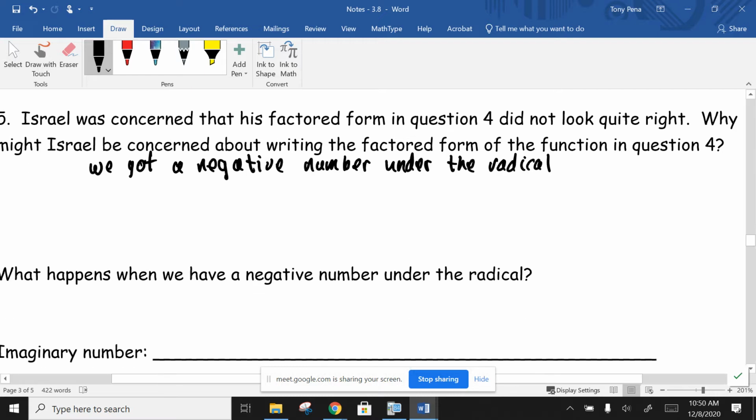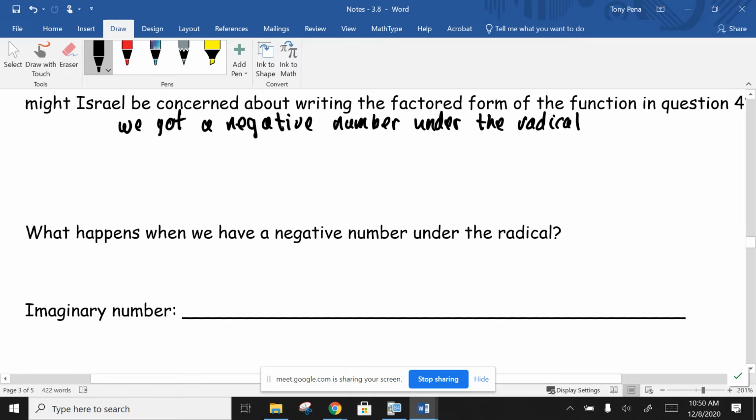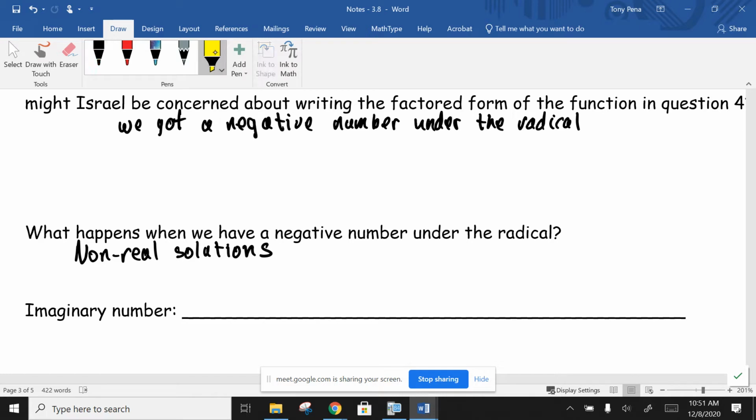So when this asks what happens when we have a negative number underneath a radical, what you're going to put in here is we get non-real solutions. What do we call non-real solutions? We actually could write that. That's not necessarily wrong if somebody told me there are two non-real solutions, but what they're typically referred to, if they're not real, is imaginary. All right, so two non-real solutions is the same as saying that we have imaginary solutions, and there is an imaginary number.